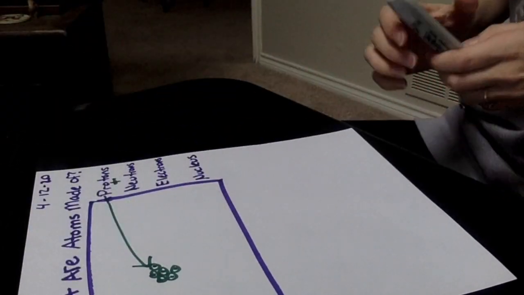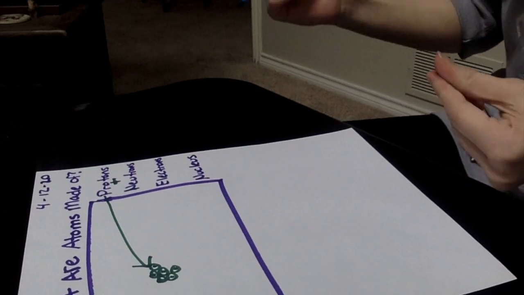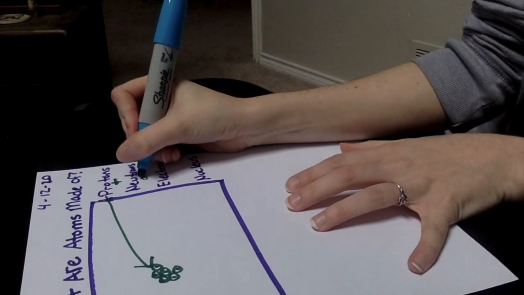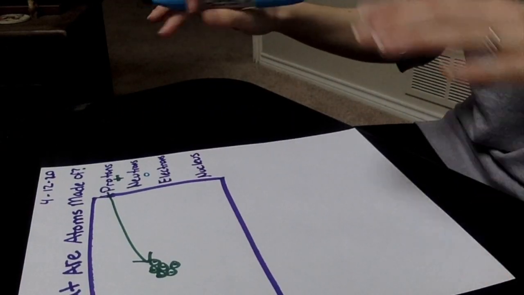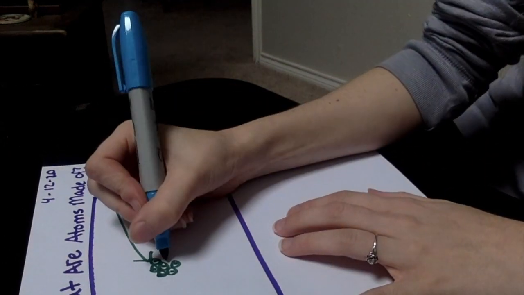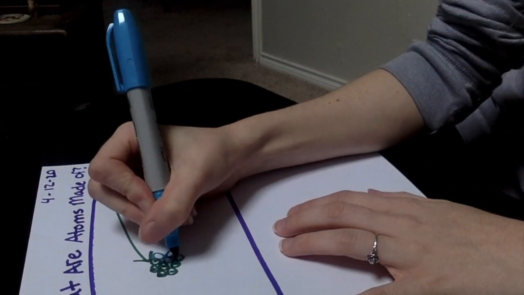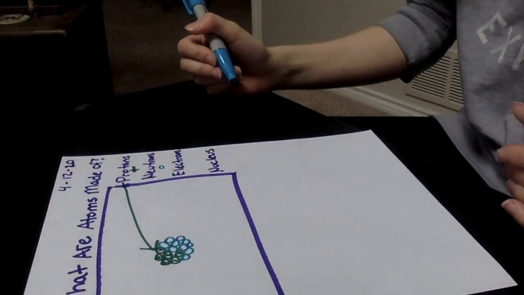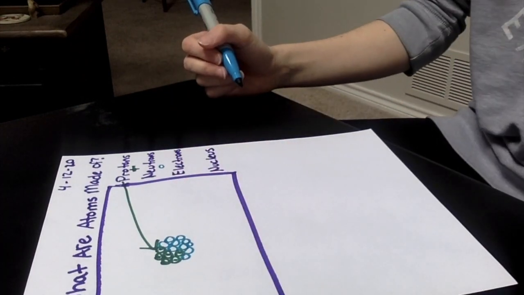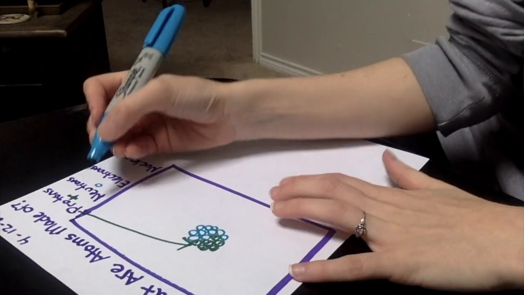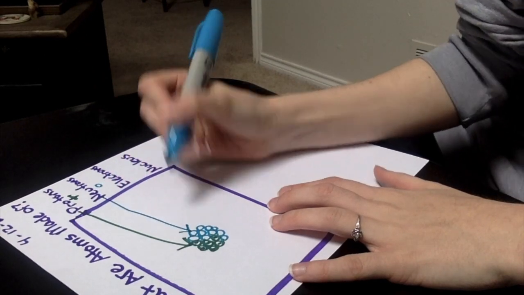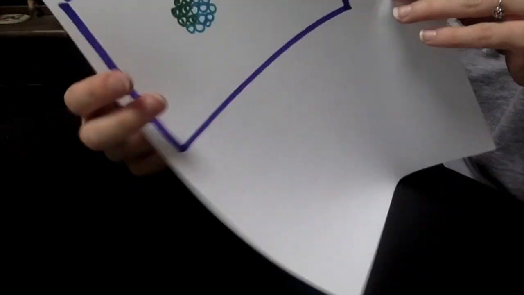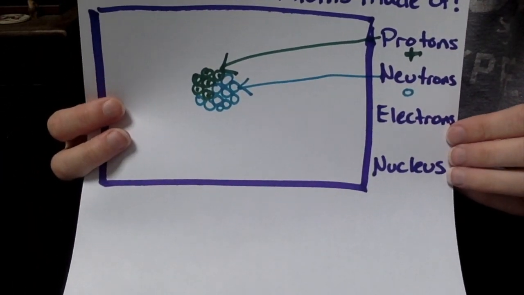Next, I'm going to draw the neutrons. And remember, neutrons are neutral, which means they have no charge at all. None. So when I draw my neutrons, here's some neutrons in my picture. I'm going to draw a whole bunch of them. When I draw my neutrons, I'm not going to put anything in there because there's no charge. And then I'm going to draw an arrow from the word neutrons to my picture. Now you can see I've got protons and neutrons.